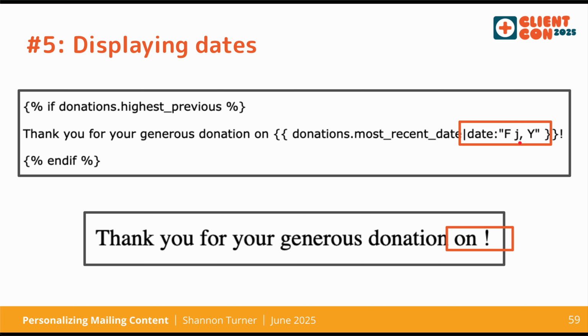Now, unfortunately, this doesn't work right away. And the reason for that isn't very intuitive, but behind the scenes, donations.mostRecentDate isn't actually stored as a date. It's actually just text. And so the system that ActionKit is built on doesn't realize that this should be formatted as a date, and so we need an extra step.